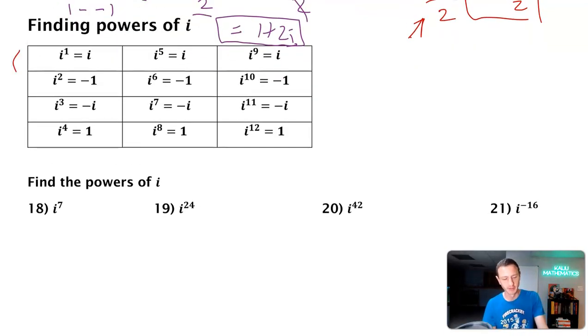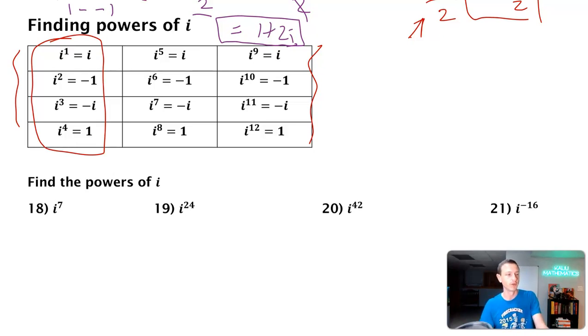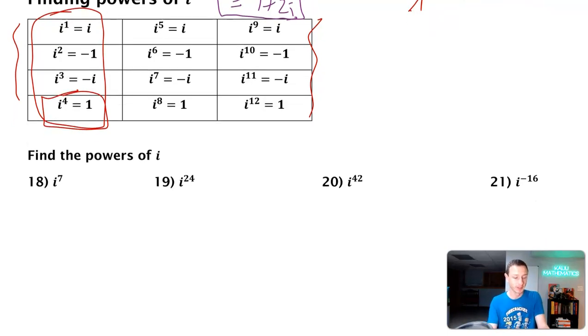So I have a chart here that is a little bit of a guide, but really what you want to know is pretty much this set right here. That's pretty much what you want to know, especially i to the fourth. i to the fourth is really nice because it equals 1. So when you have a number like i to the 42nd, you can use i to the fourth really nicely, and it can help you break this down into smaller i's. But i to the fourth is equal to 1. So typically we try to use i to the fourth as much as possible.